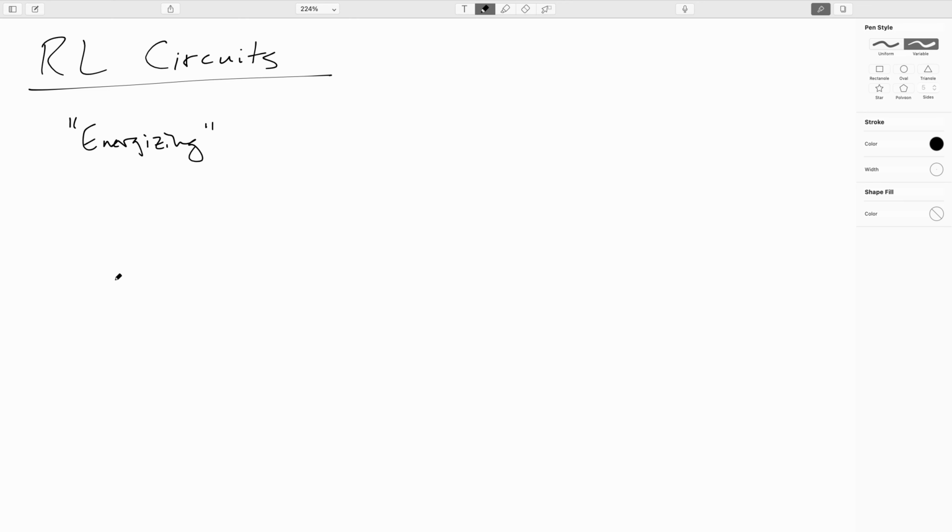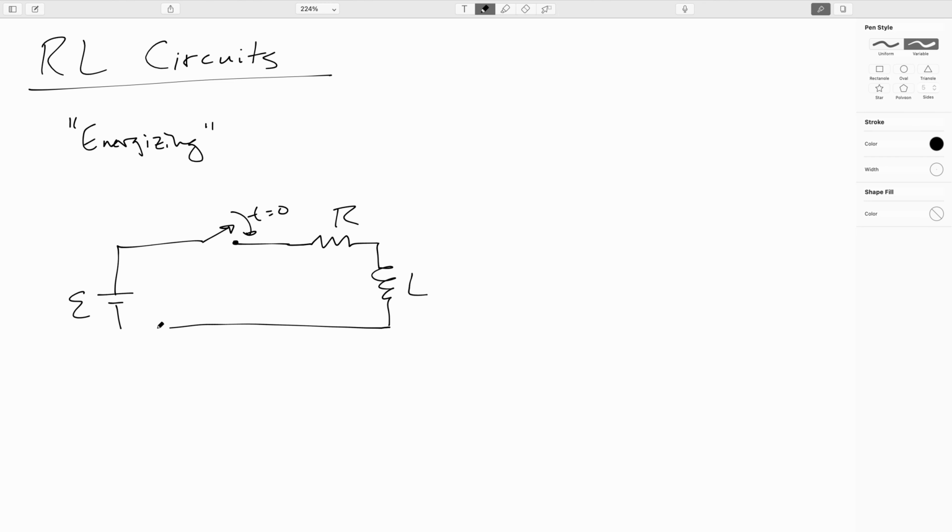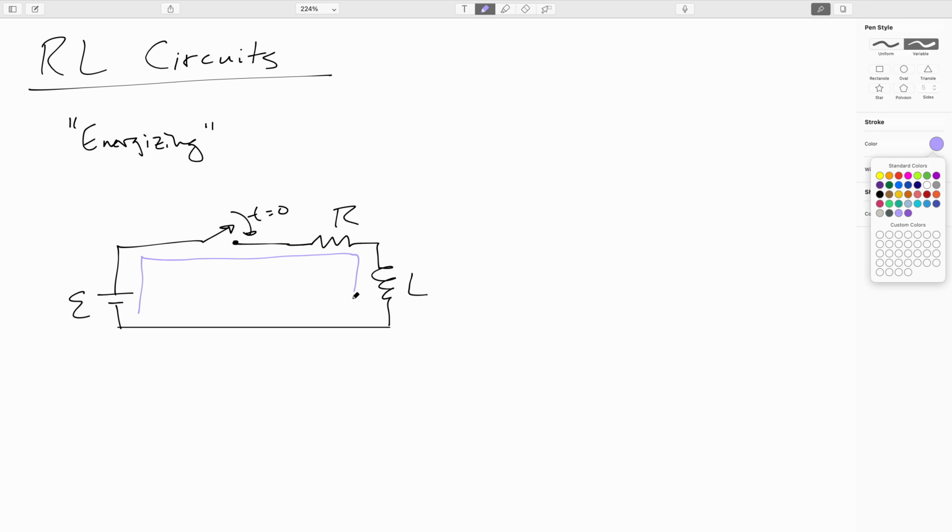RL circuit. So here we will have in series an EMF source. We'll go ahead and throw in a switch, which we will close at time 0. We'll put a resistor in series and an inductor in series with that. Now, when we close the switch, we're going to get a current going around the circuit like so, and it will be clockwise because this is the positive terminal of the battery.